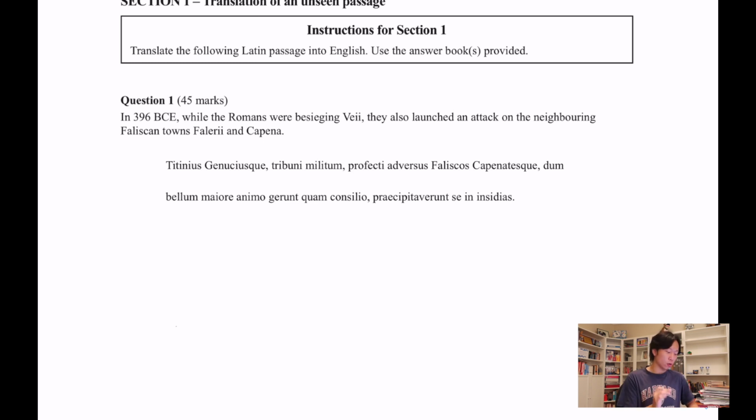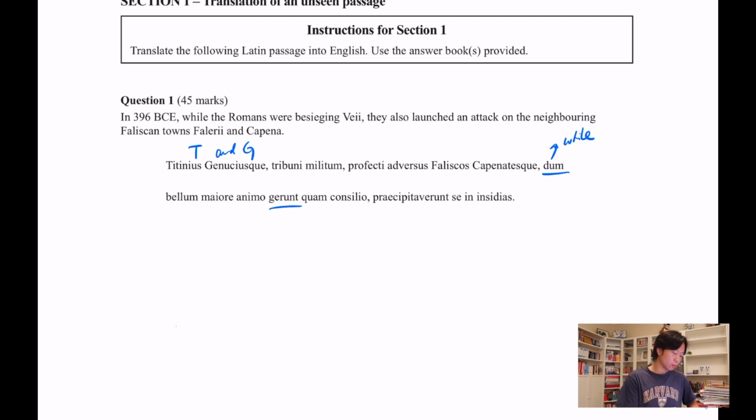So if you look at it together, we have Titinius and Ganutius, tribunum militum, so the military tribunes, having set out against the Falisci and the Cepenates. Dum is interesting because the translation depends on whether the verb is indicative or subjunctive. Indicative here, so it's while, dum meaning while. If it was subjunctive, it would be dum meaning until.